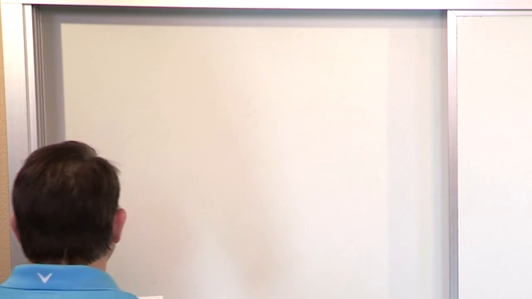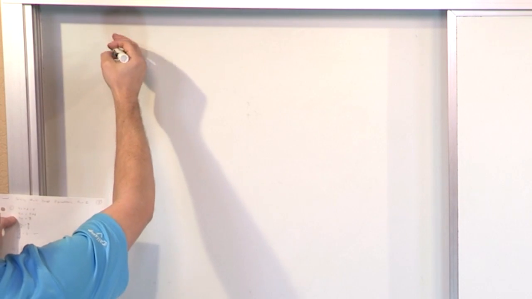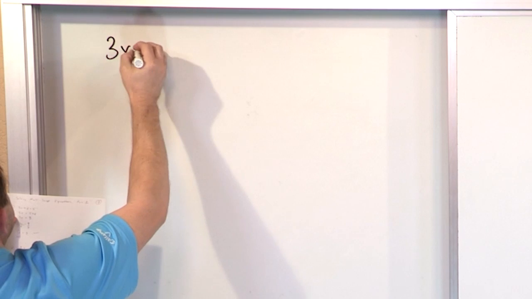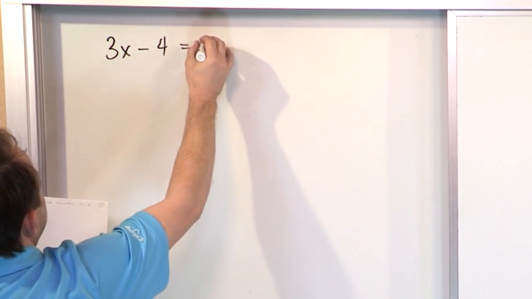We're just trying to collect the variable on one side of the equal sign and move everything else over to the other side of the equal sign. And we're going to do that by working lots and lots of problems. So let's start with, I think, a pretty easy one. Let's say we have 3x minus 4 equals 5.